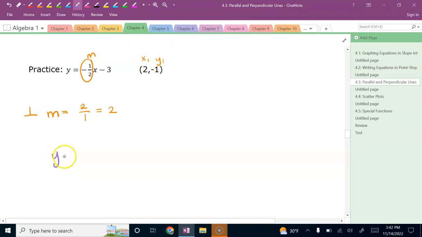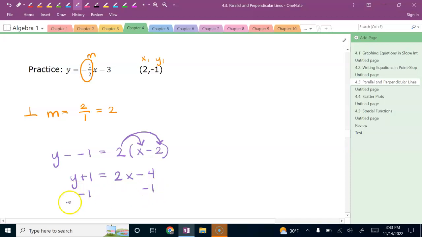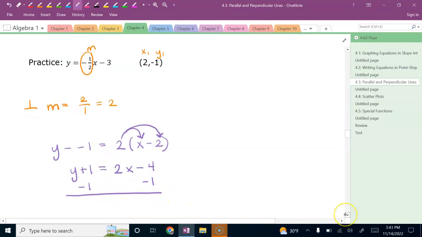So we would do y minus negative 1 equals 2 times x minus 2. Now the double negatives here, you can switch that so it says y plus 1. Now I'm going to go ahead and distribute my 2. So this side says 2x minus 4. Then I'm going to subtract 1. So my final equation says y equals 2x minus 5.